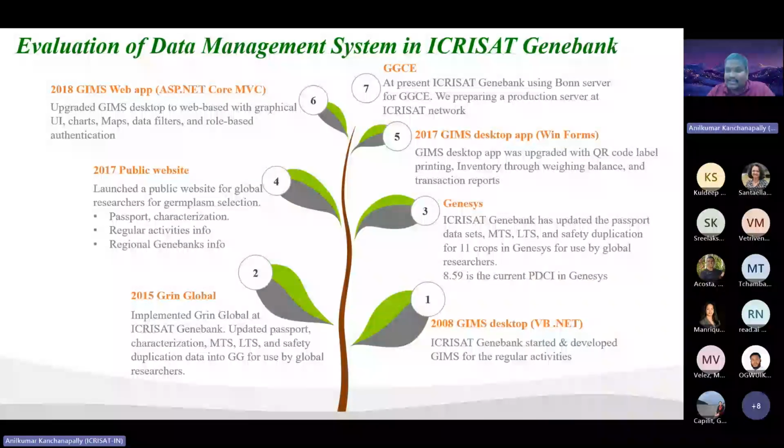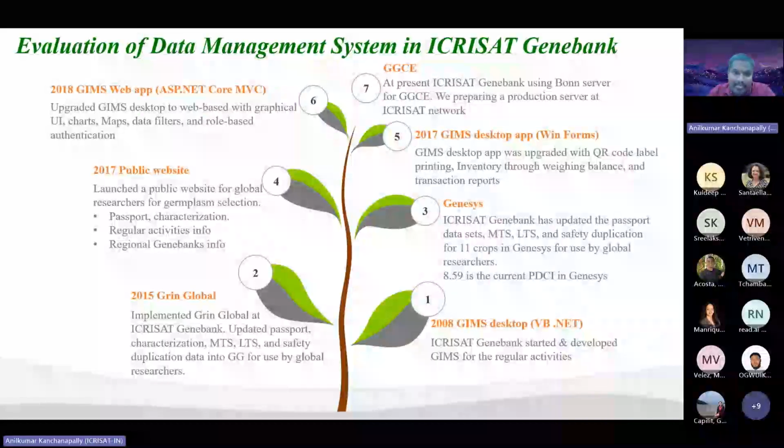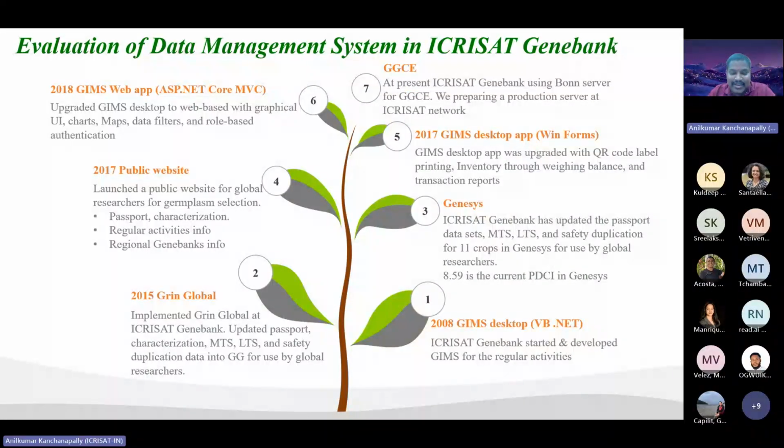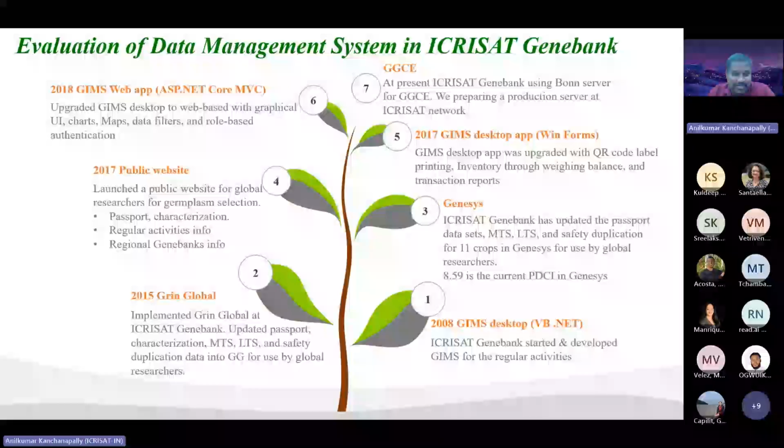From that, right now our collection is 1,32,000 accessions in ICRISAT Genebank. All the passport, characterization and safety duplication data is there in GRIN-Global. We also have a public website, genebank.icrisat.org, which was developed in 2017. From 2017 onwards, we have been very comfortable with that application.